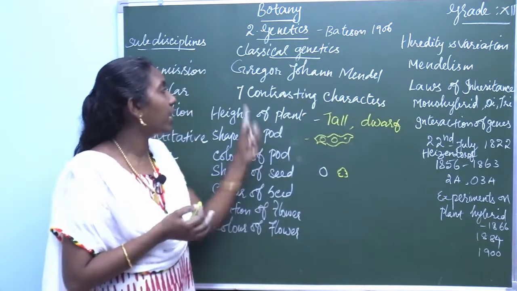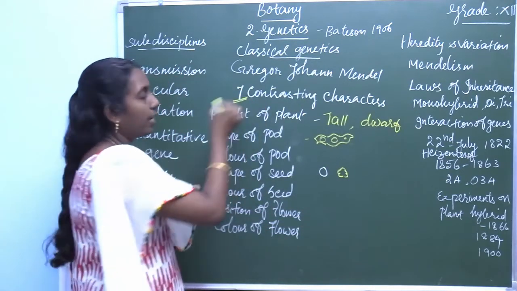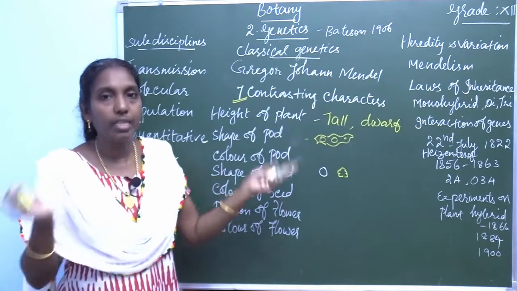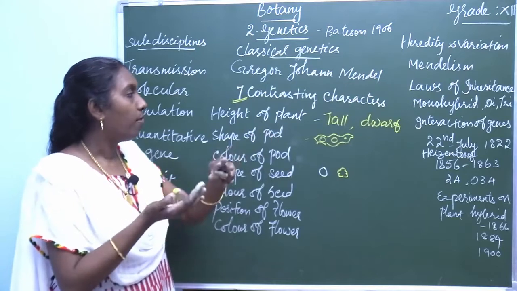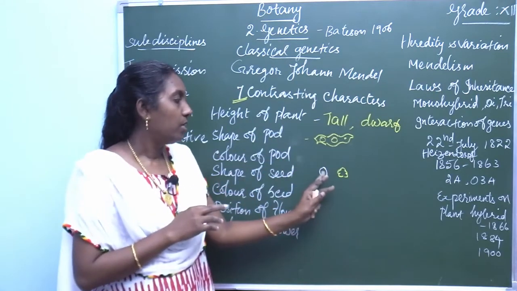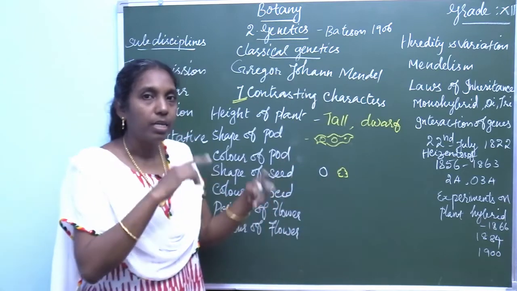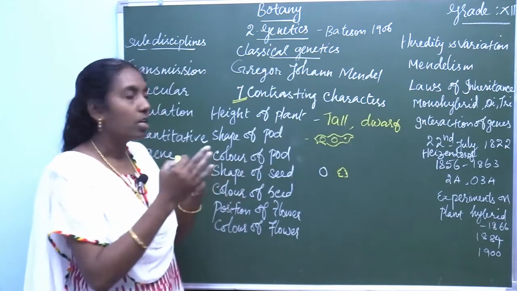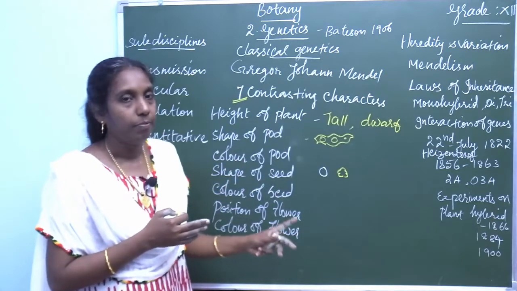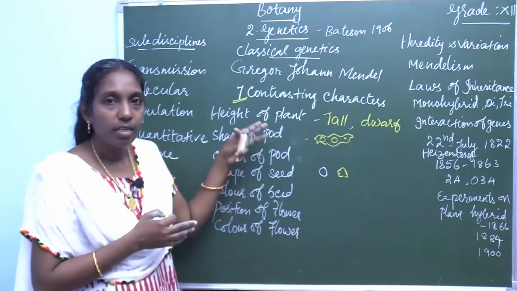Mendel concentrated on 7 contrasting characters, contrasting characters meaning different characters: tall and dwarf, pod, round and wrinkled shape of the seed, color, position. So the characters are clearly shown in this plant, and that is why he selected it.